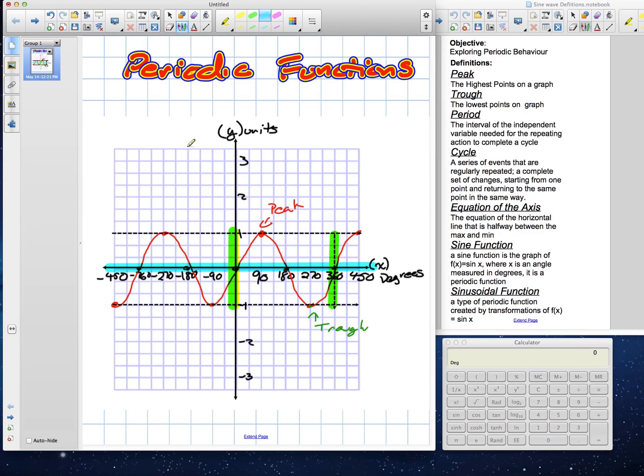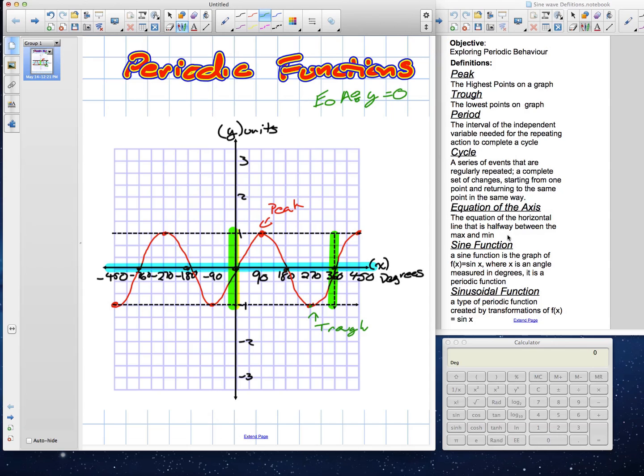So our blue part here, that is our equation of the axis. And we would write that equation as y equals something. What would y equal in this case? 0. That's right. So the equation of the axis is y equals 0. Okay? So that's a line that goes horizontally straight through the middle of this graph.